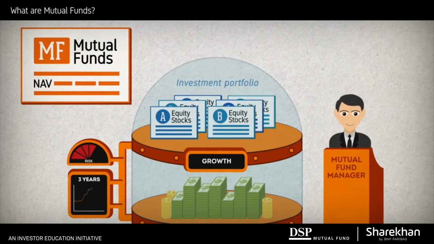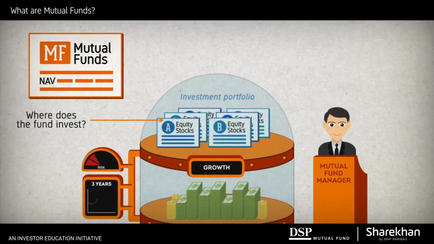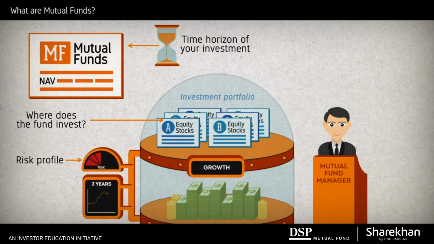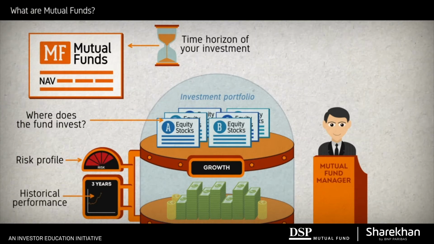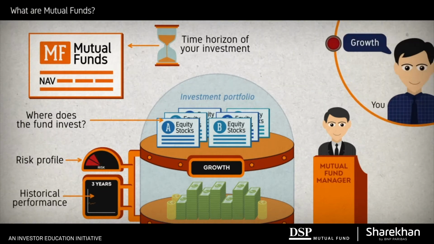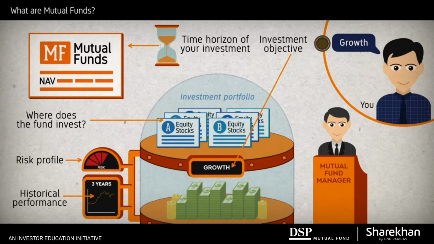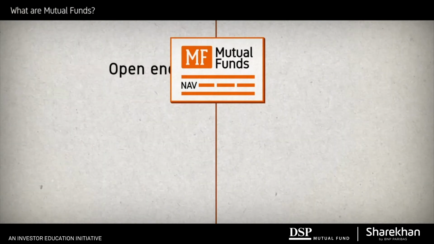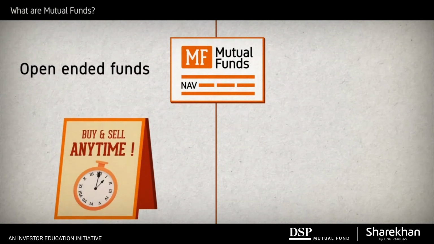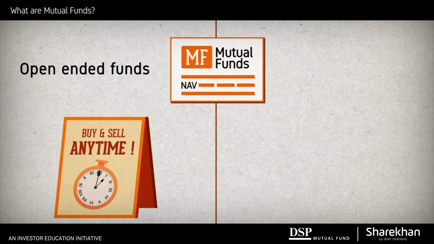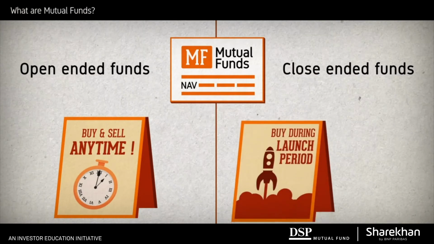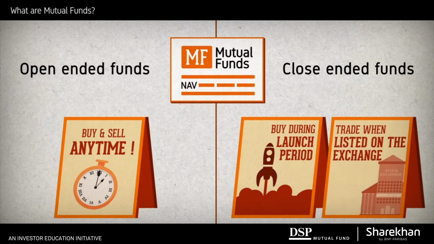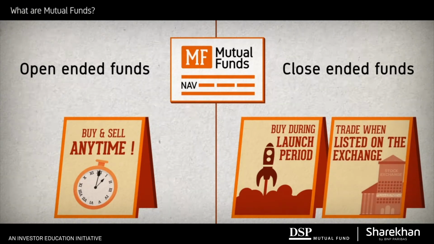While investing in a mutual fund, you should look at where the fund invests, the time horizon of your investment, the risk profile of the product, consistent historical performance across time horizons, and more importantly, if the fund's investment objective matches your own. Mutual funds are primarily classified as open-ended funds, where you can buy and sell units at any point in time, or close-ended funds, where you can buy only in the launch period, after which the units are listed only on the stock exchange for you to buy and sell.